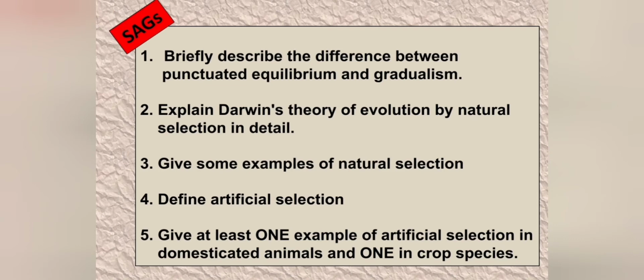The subject assessment guidelines expect you to understand and to know these five things. Firstly, you need to describe the difference between these two big words, punctuated equilibrium and gradualism. Then also apply Darwin's theory of natural selection in detail with some examples, and then have a look at what artificial selection is with its examples.